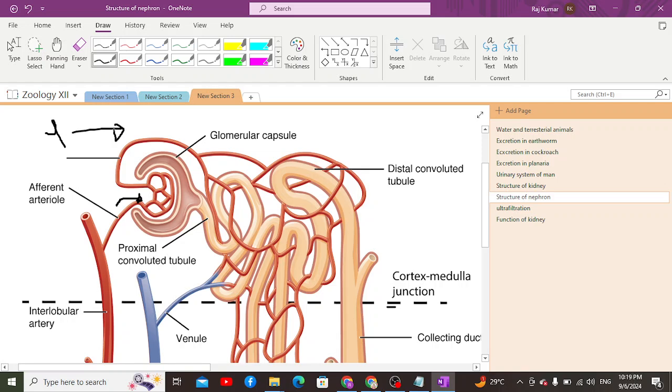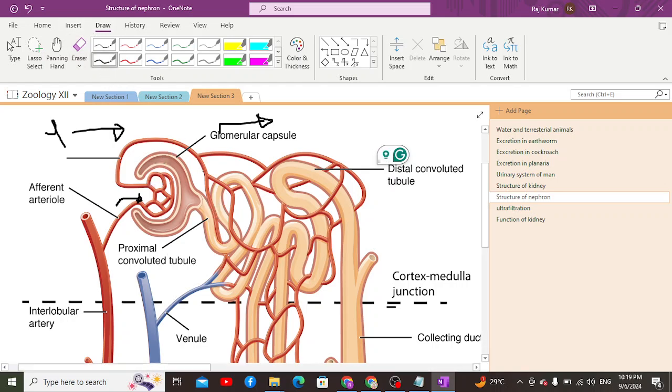Which is known as the glomerulus. And that glomerulus is a tuft of capillaries, which is formed by the division of afferent arterioles. And that tuft of capillaries, the glomerulus, is present in a specific capsule, which is known as the glomerular capsule or the Bowman's capsule, named after Bowman, who discovered it.